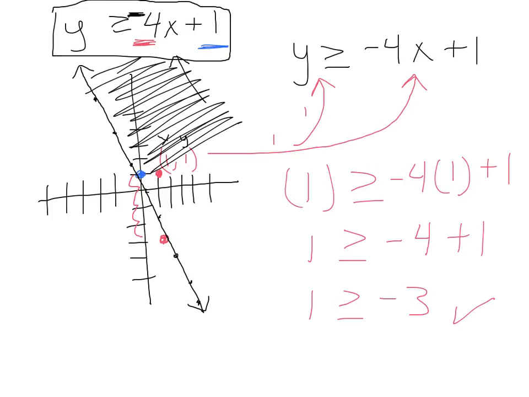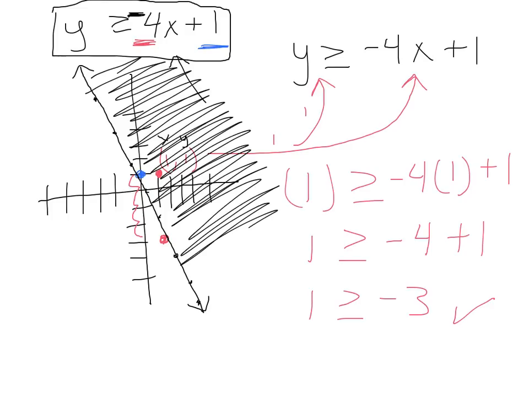The shading is representing all of the xy pairings that will make the inequality true. And in this case, xy pairings that work are also on the line. Yay!